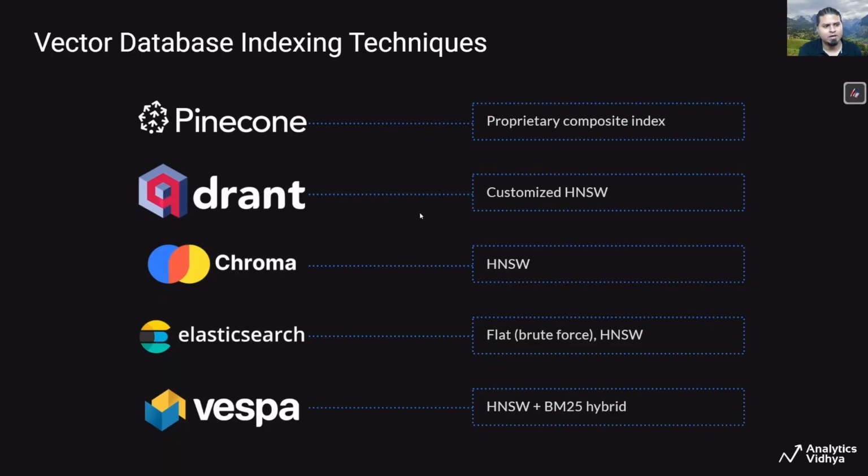And these are all the popular vector databases out there. And here we talk about some of the indexing techniques which are available. And many of them have been updated with other techniques also. And as time goes by, you will find some of these supporting even more indexing techniques. So we have Pinecone, then we have Qdrant, Chroma, Elasticsearch, Vespa, which supports a hybrid search also inbuilt.